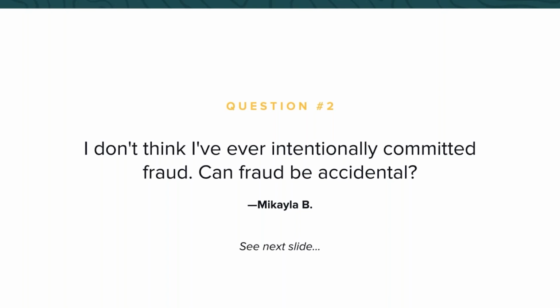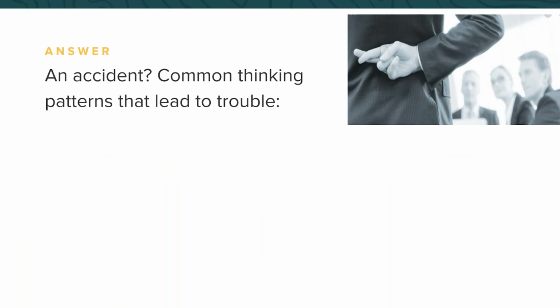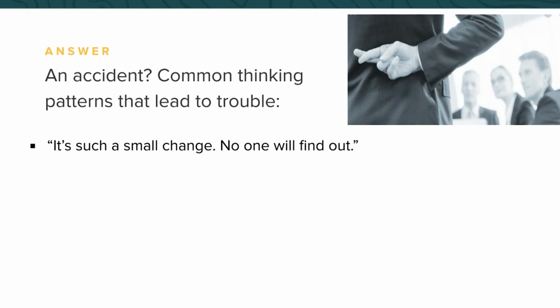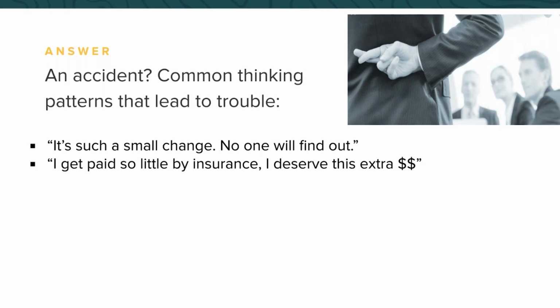And I put down some thinking problems that get us into trouble. This is what I see when people go into the area of fraud. Some of these ways of thinking are what lead us into trouble. It's such a small change. No one's going to find out. The insurance company won't know. I'm just changing this little thing. It's very small. I'm not lying completely. It's just a little part of it that is not quite accurate. So that's the kind of thinking that can lead us down to committing fraud.